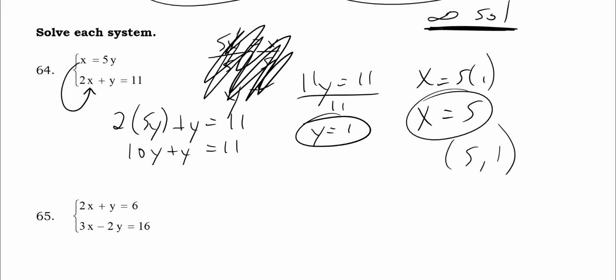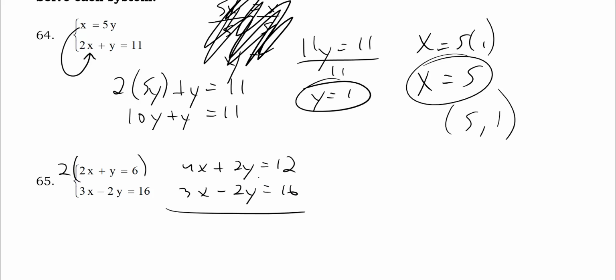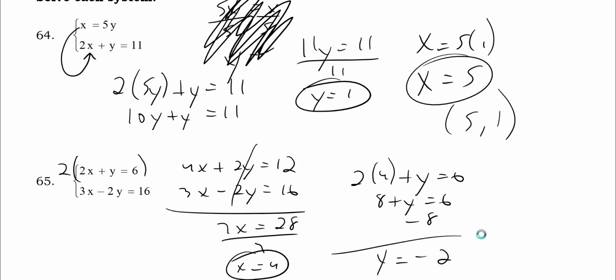Okay, that was using substitution. This one's definitely using elimination. So I'm going to multiply this one by 2. So I get 4x plus 2y equals 12. And 3x minus 2y equals 16. So that cancels out. I get 7x equals 28. Divide by 7. x is 4. And then I plug it into the first one. So 2 times 4 plus y equals 6. So 8 plus y equals 6. Subtract 8 from both sides. y is negative 2. So my solution is 4, negative 2.